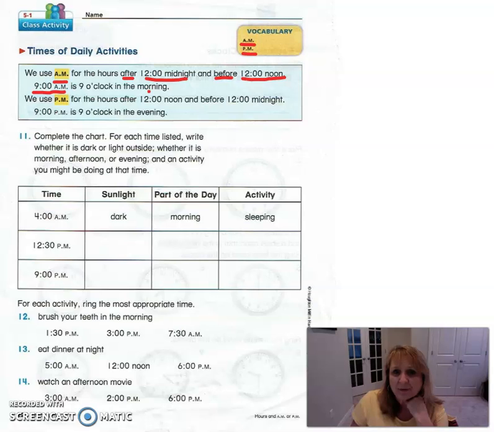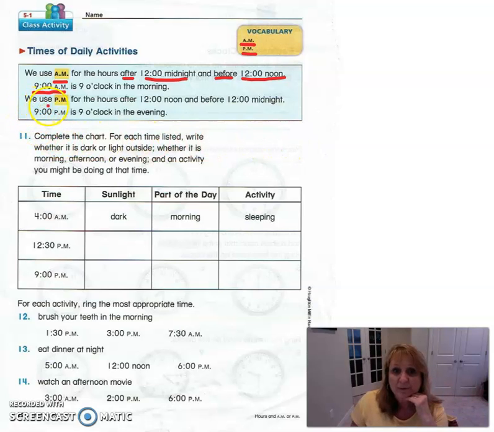Now, why do you think it would be important to know that? What if your friend called and said, hey, can you come over and play at 9 a.m.? And you didn't know that that was morning and you showed up at 9 o'clock at night and they were already in their pajamas in bed. That wouldn't work very good, would it? So it's important that we know the difference between that.